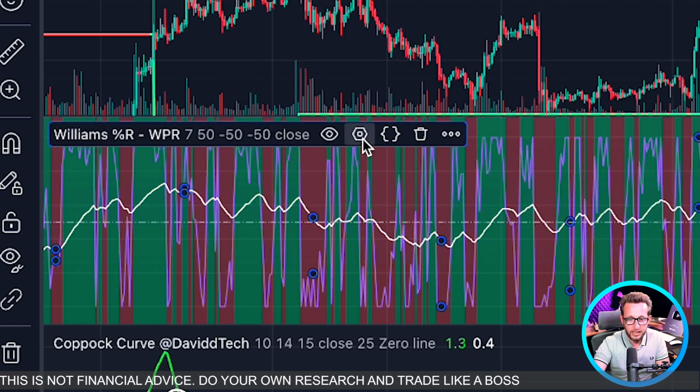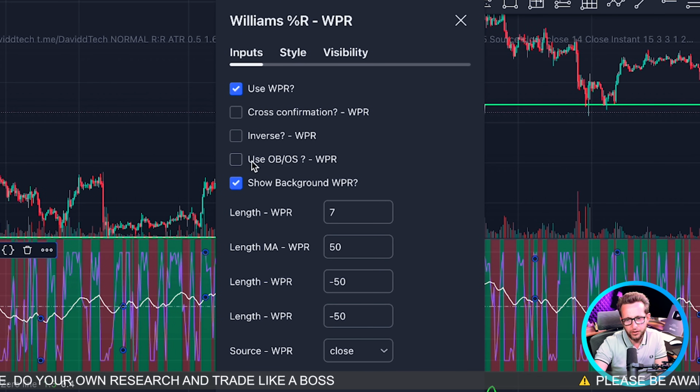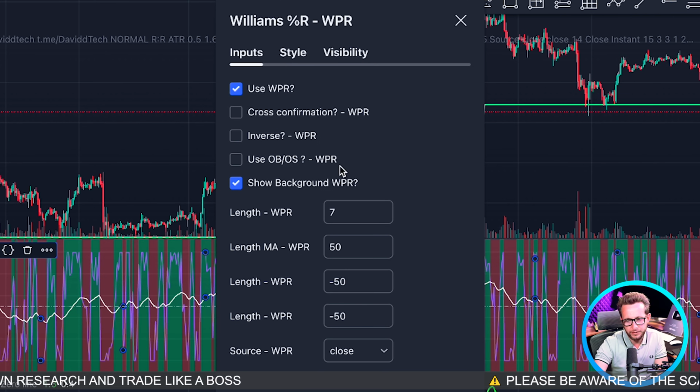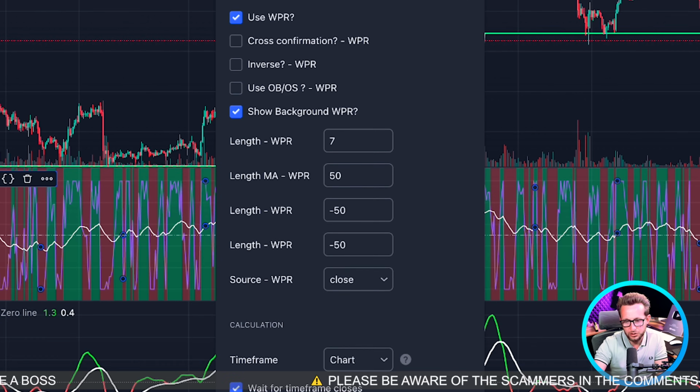One thing I did forget to say, guys, is I actually unchecked this on the Williams percentage R: Use OBROS, which gives us many more entries and setups. So you do need to uncheck that before continuing.